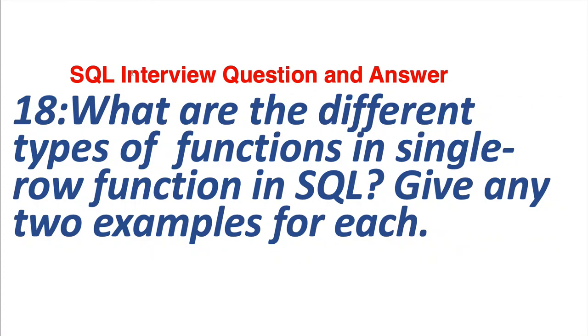SQL interview question and answer. Question number 18. What are the different types of functions in a single row function in SQL? Give any two examples for each. This question is asking about what are the different function categories which exist in a single row function in SQL, and to explain with two examples for each.